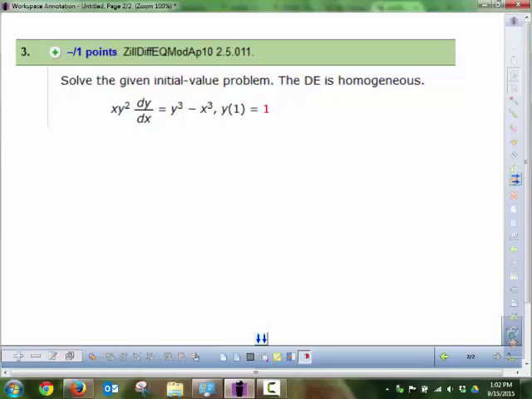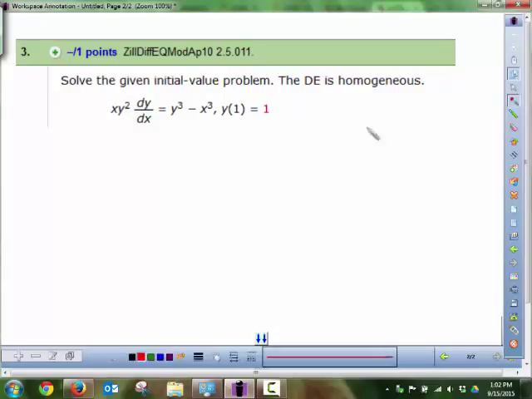So how do you check if it's homogeneous? Don't you need to separate it, to make it look like the exact equations, so dx and dy separated? All right, so let's do that. Let's take this and separate the dx and the dy.